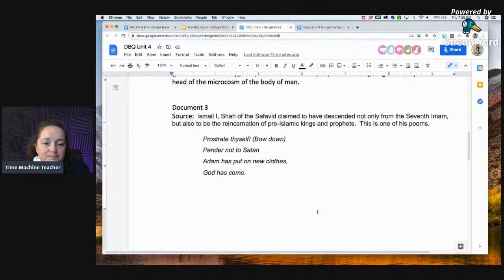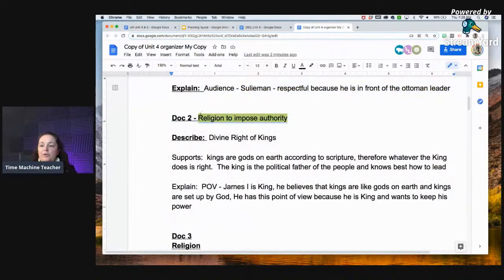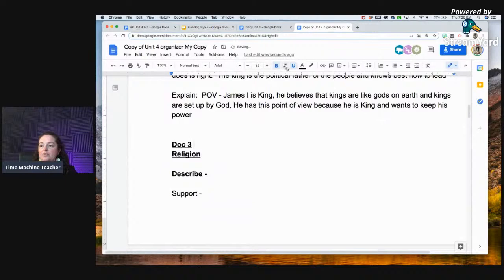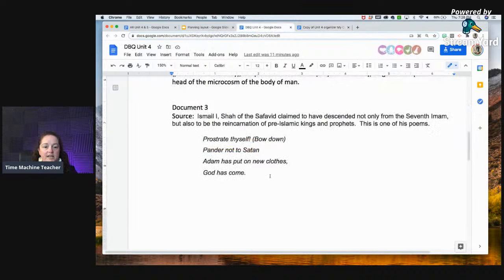Okay. So he's Shah, which is similar to a king. How does he go about enforcing his authority? The same way, with religion. So these two documents could be grouped together. What's the main idea here? He's saying, bow down. So be very humble and pander not to Satan. Adam has put on new clothes and God has come. So Adam being the first man, he's likening himself to Adam and saying that God has come through him. Yes, ideology of Islam, yes.